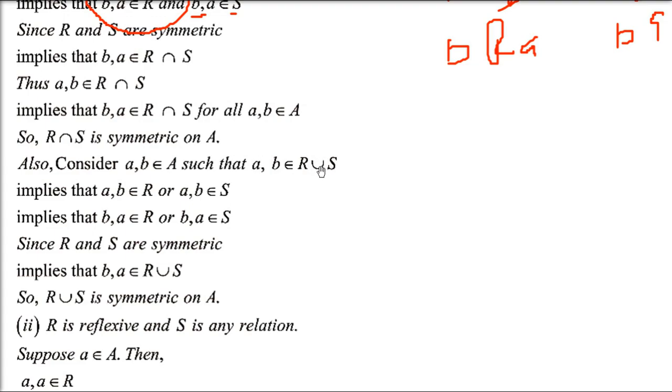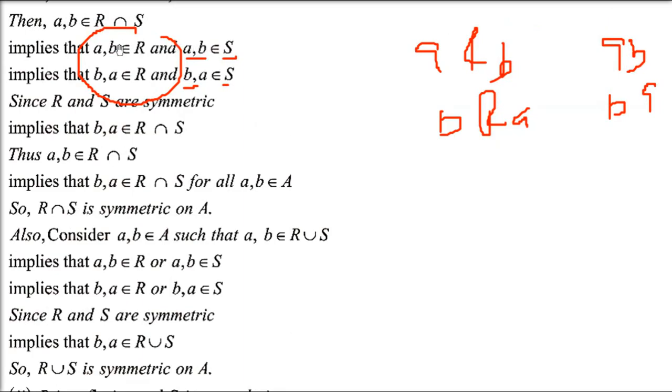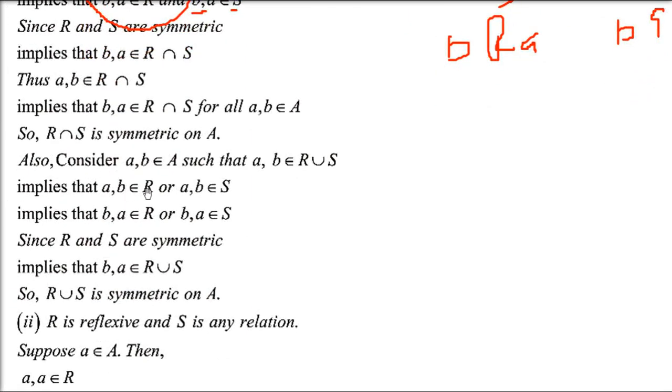What does it mean? Union means AB should belong to either R or S or both. Here I have written R intersection S, and for R union S I have written OR. In intersection it has to belong to both. In union it should belong to either R or S.